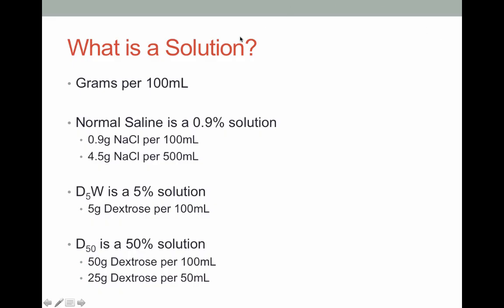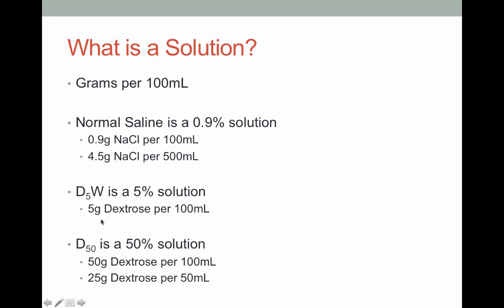So, for example, normal saline is a 0.9% solution. That means that there are 0.9 grams per 100 milliliters of that normal saline. So if you grab a 500 milliliter bag, that means there are 4.5 grams in that 500 milliliters. We're just multiplying that 0.9 by 5. And likewise, that lidocaine, a 2% solution, means there are 2 grams of lidocaine medication in that vial per 100 milliliters.